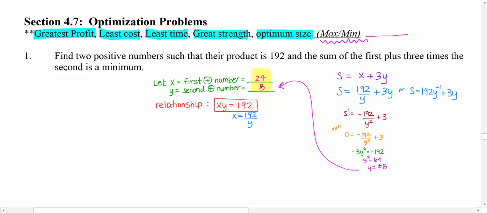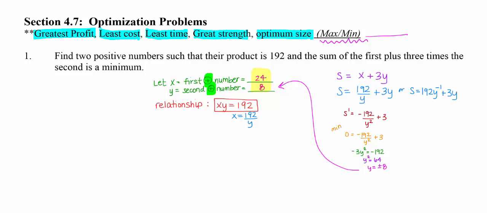So this first one is an example that says find two positive numbers such that their product is 192 and the sum of the first plus 3 times the second is a minimum. So I just let x equal the first positive number, and I did remind myself here that that number does need to be positive, and y equaling that second positive number. And I didn't, again, know at the beginning that they were 24 and 8. That's something where I just put my answers when I was done.